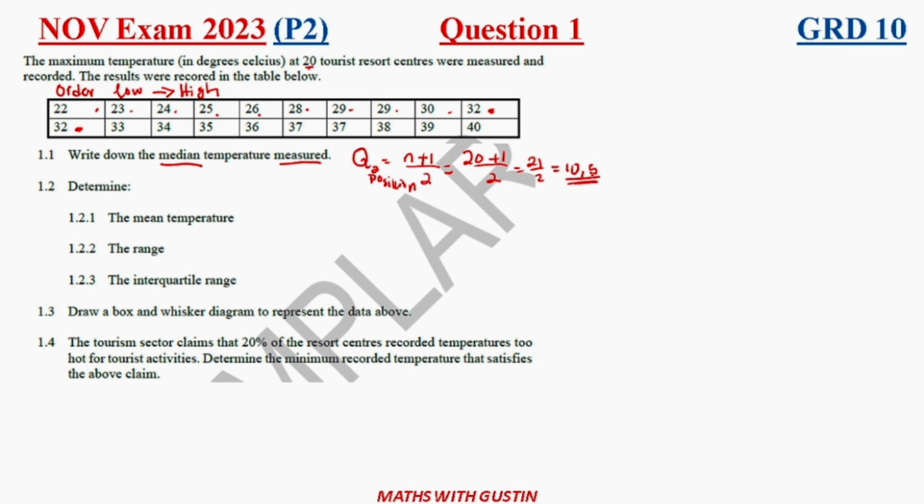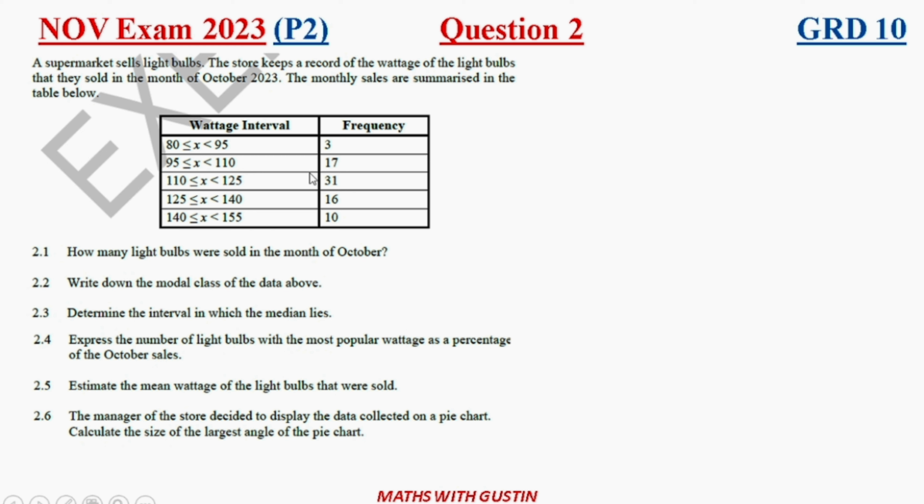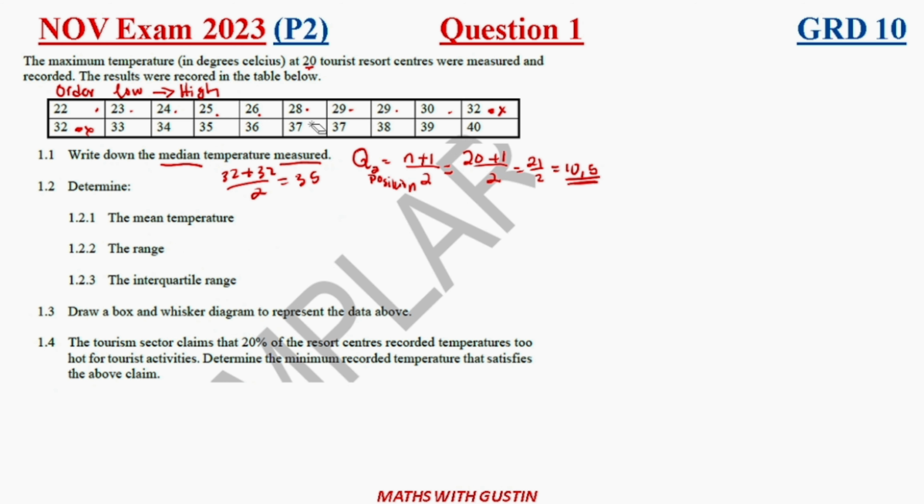As long as it says 0.1, 0.2, or point something, always add the two numbers, then divide by 2. So we have two numbers here, at positions 10 and 11. Therefore, we are going to have 32 plus 32 divided by 2, which gives us 32. Great.